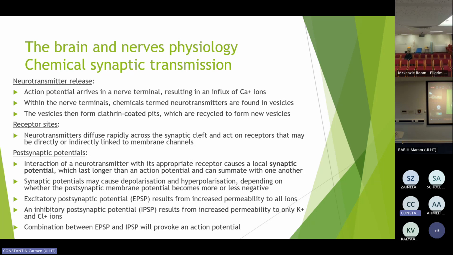an appropriate receptor, which causes a local synaptic potential, which lasts longer than an action potential and can add up with one another.